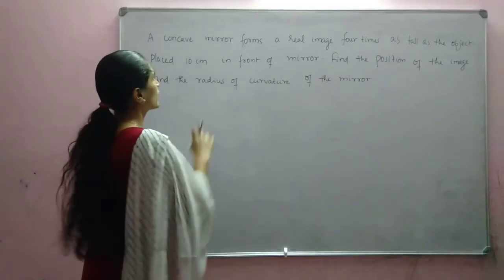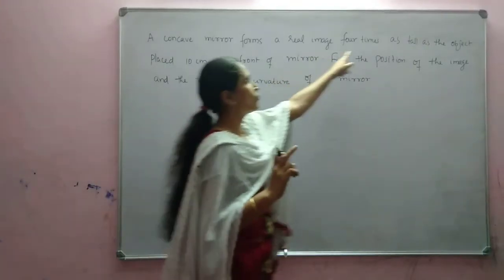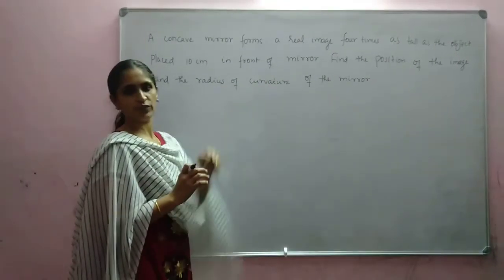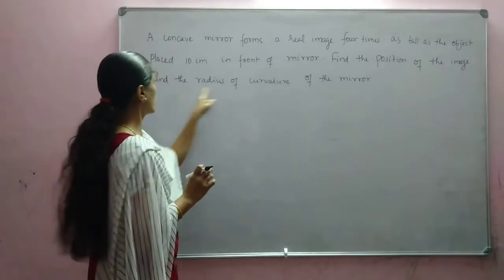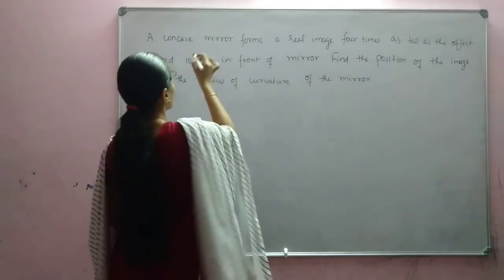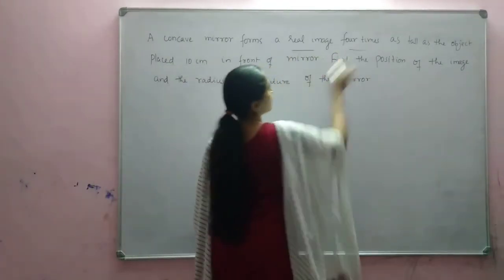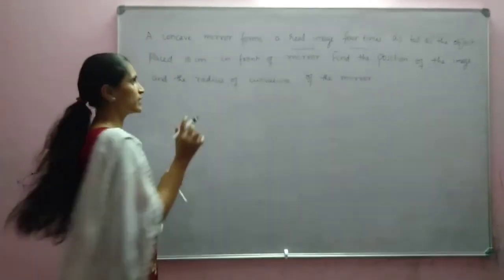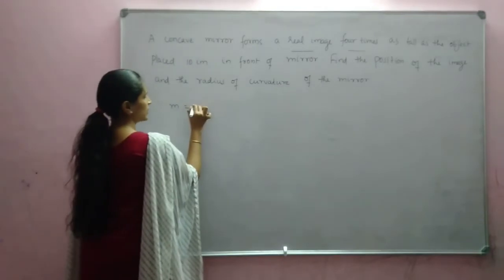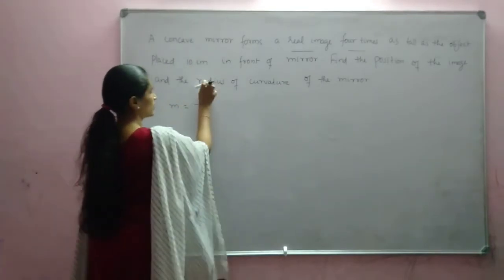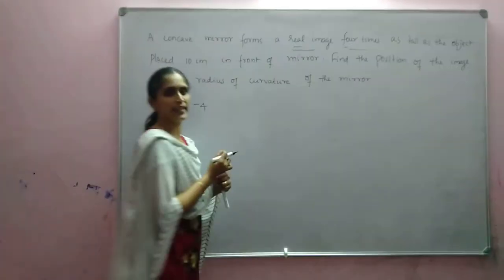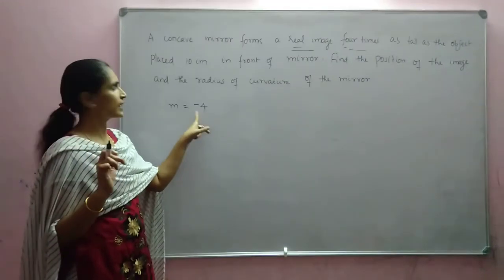Okay, a concave mirror forms a real image 4 times as tall as the object, placed 10 centimeter in front of the mirror. Find the position of the image and the radius of curvature of the mirror. Okay, so here which data are given? It is given that the real image is 4 times as tall as the object. So magnification is given, 4 times. Magnification is minus 3. Sorry, minus 3, not minus 4. It is given 4 times, real image. Since it is a real image, magnification is negative. So we can write m is equal to minus 4.